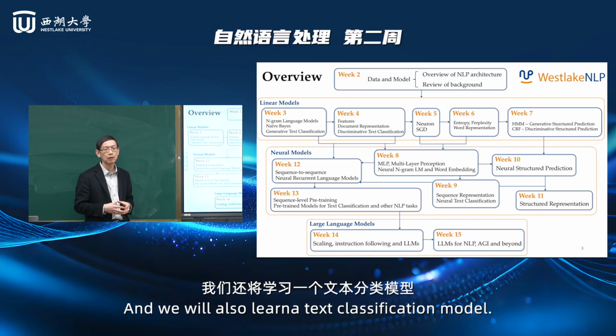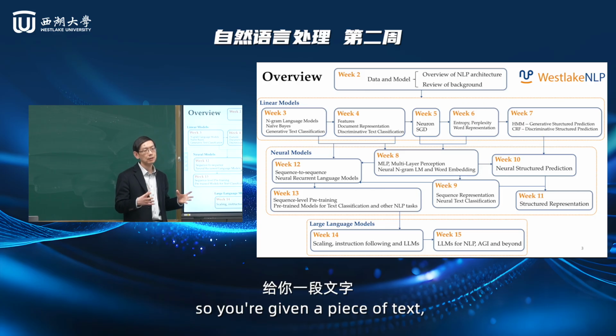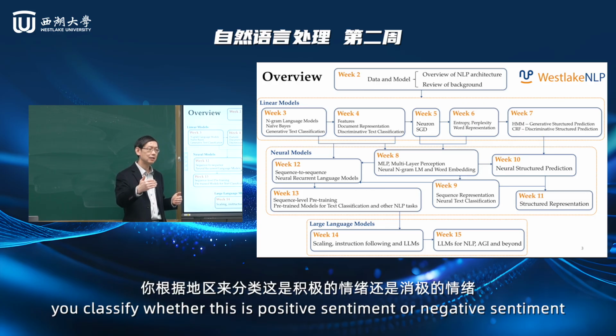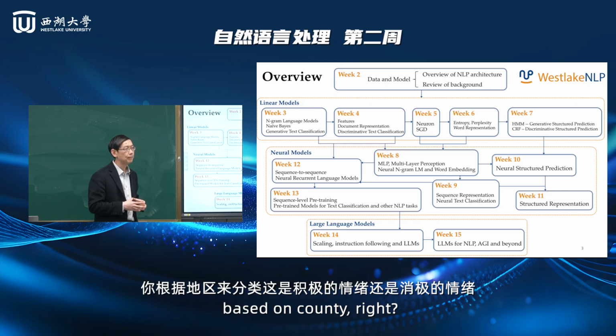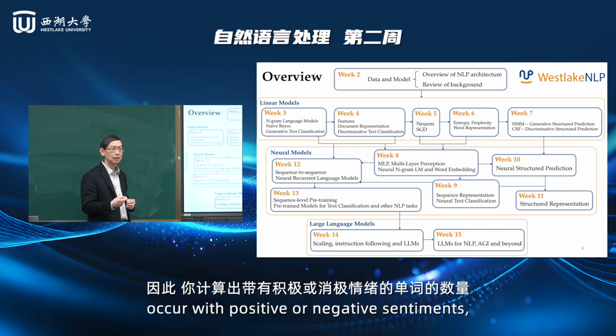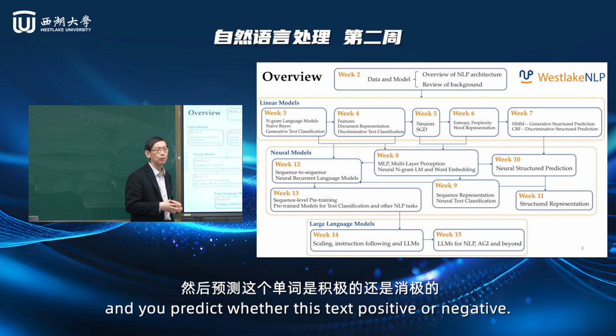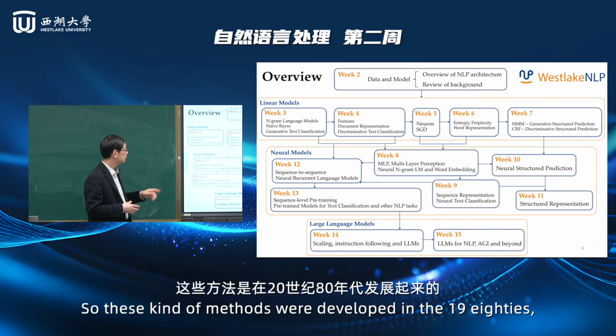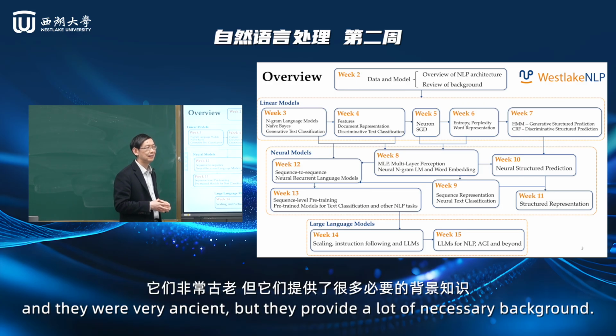And we will also learn a text classification model. You're given a piece of text, and you classify whether this is positive sentiment or negative sentiment, based on counting. You count the number of words that co-occur with positive or negative sentiments, and you predict whether this text is positive or negative. This kind of method was developed in the 1980s. They were very ancient, but they provide a lot of necessary background.